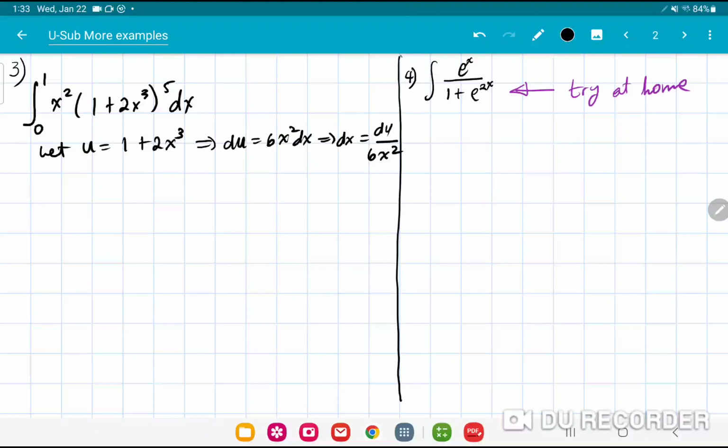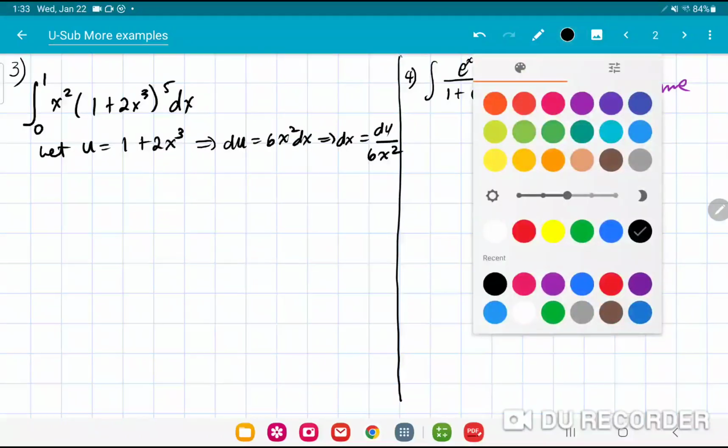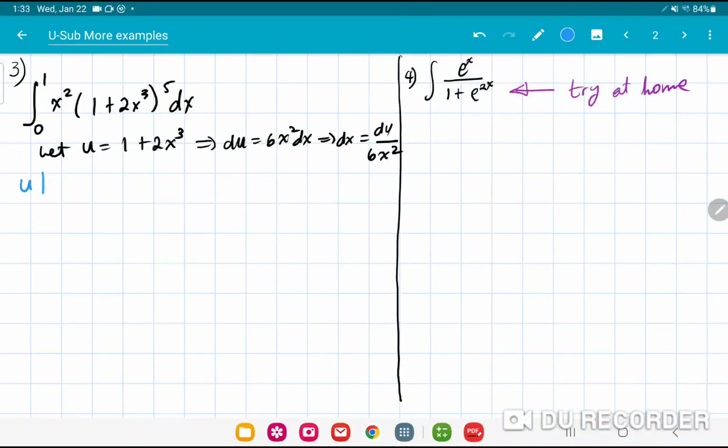So this being a definite integral, we will have to calculate the values of u at 0 and at 1. So u evaluated at 0 is 1 plus 2 times 0 cubed, which is 1 plus 0, which is 1. This 0 cubed is 0. And u evaluated at 1, I'm looking at these numbers here. So u evaluated at 1 is 1 plus 2 times 1 cubed. 1 cubed is 1, so 1 plus 2 times 1 cubed is 1 plus 2, which equals 3.